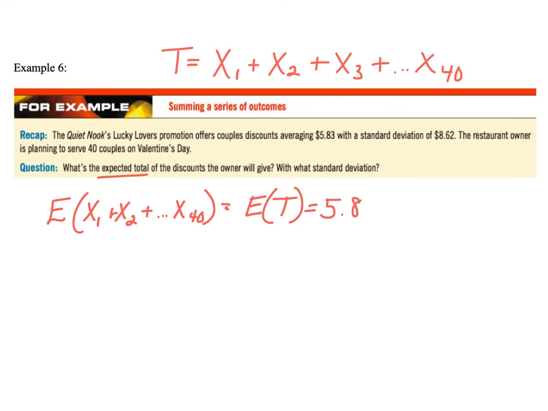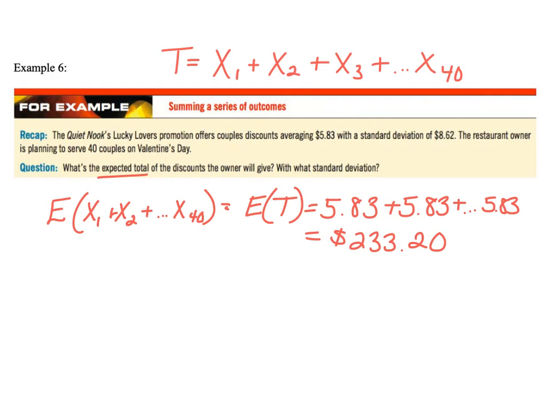All right, so what am I doing? This would be equal to 5.83, and I'm going to add this together 40 times. Now, mathematically, is that equivalent to 40 times? Well, yes, this one is. So what you actually type in your calculator could be times 40, but I'm going to write it out like this so you recognize why I'm adding it. I'm using my rules for random variables. Okay, so the expected discounts would total $233.20 for 40 customers.